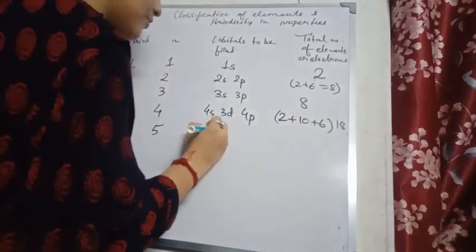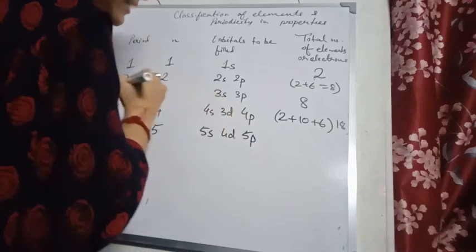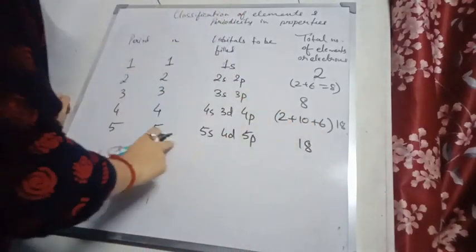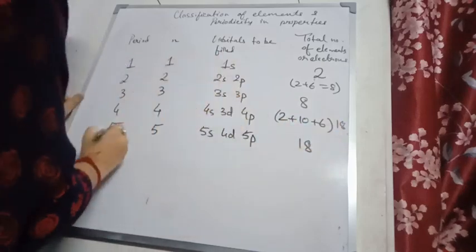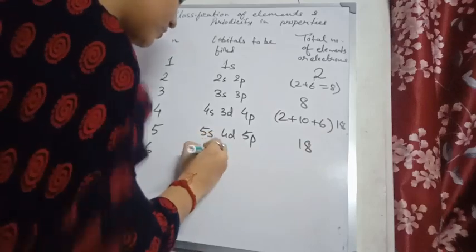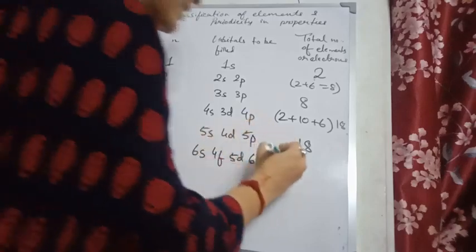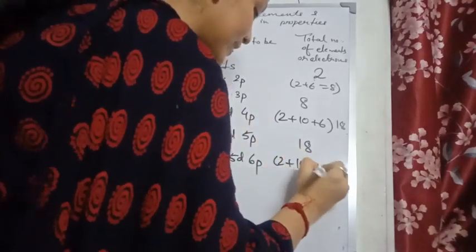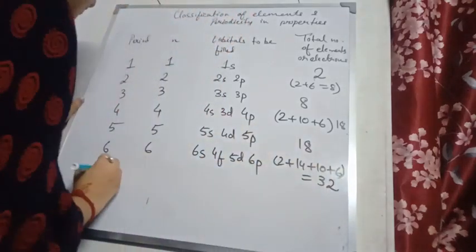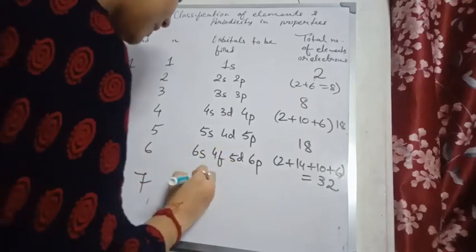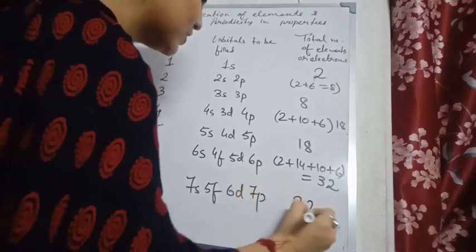Fifth period, 5s, 4d, 5p. These are the orbitals that get filled in the fifth period. Here also we have 18 elements: 2, 10, 6. Sixth period, the orbitals to be filled are 6s, 4f, 5d and 6p. S has maximum 2, f maximum 14, d maximum 10, p maximum 6. So it makes 32. Seventh period, the last one, we have 7s, 5f, 6d and 7p. Here also we have 32 elements.